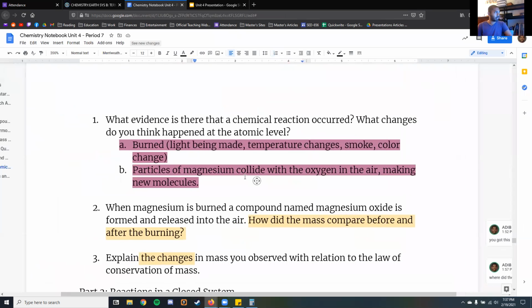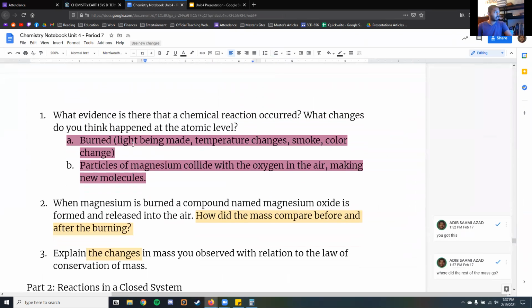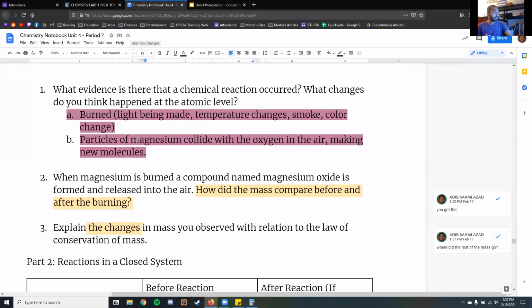And so we asked, what was the evidence that a reaction occurred? Well, we had some lights being made, we had some smoke changes, we had some temperature changes. And how was that happening in real time? Well, in real time, your magnesium particles, right, the little balls of magnesium that exist, are colliding with oxygen particles.